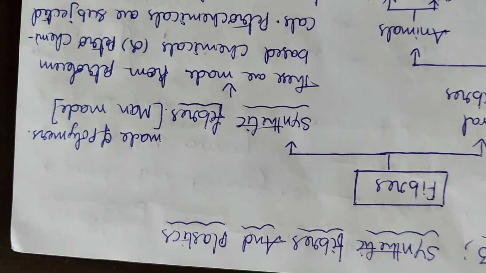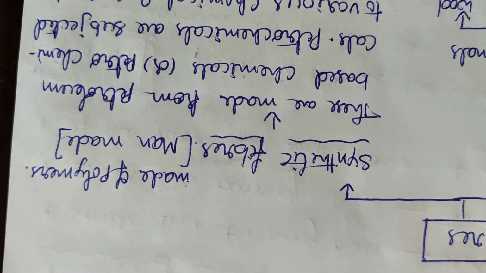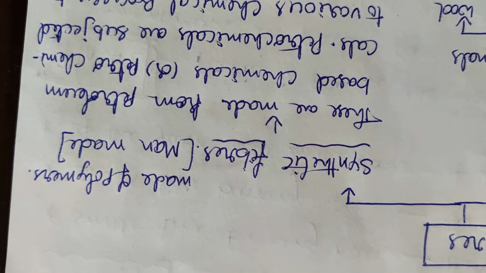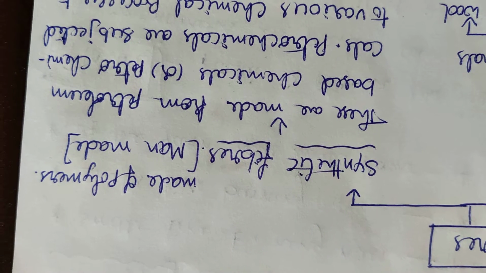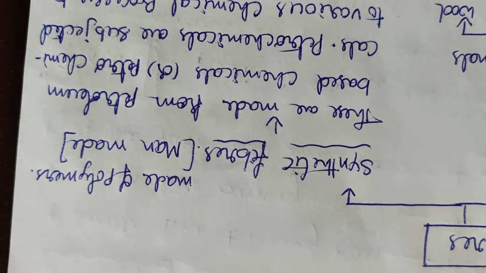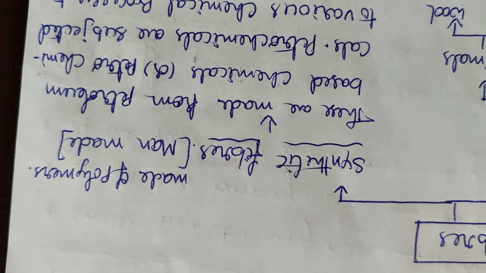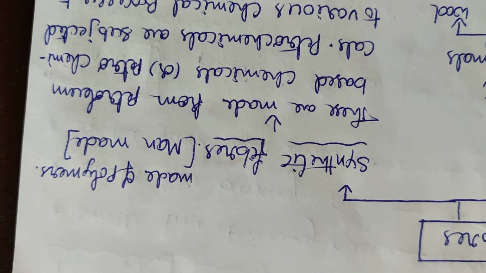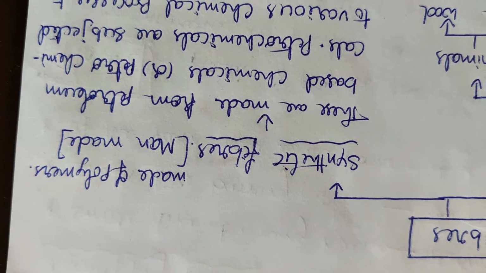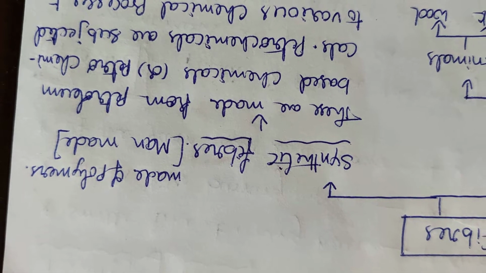Now coming to the synthetic fibers. These fibers are known as artificial fibers because these fibers are man-made fibers, and these synthetic fibers are made of polymers. What are polymers? Polymers are nothing but many monomers combined to form a long chain. So this long chain is known as polymers.